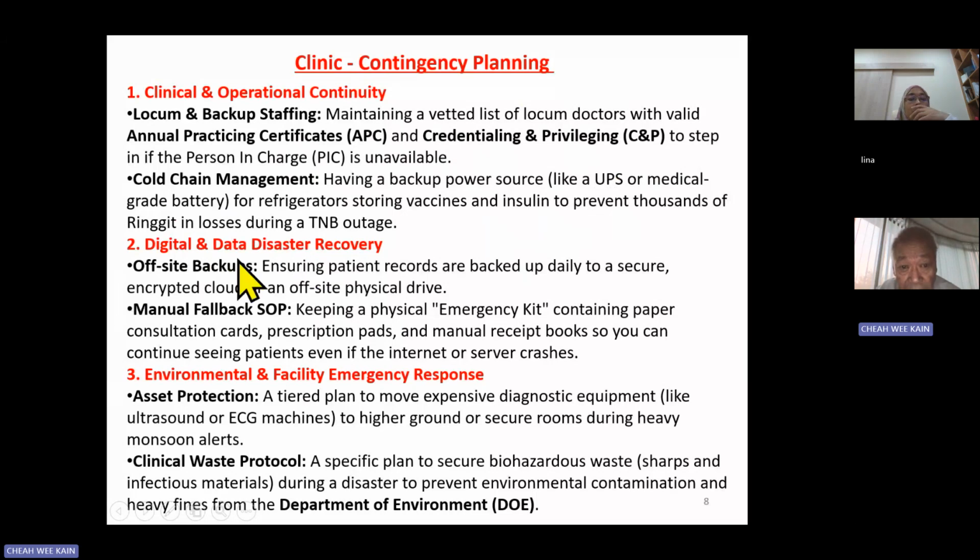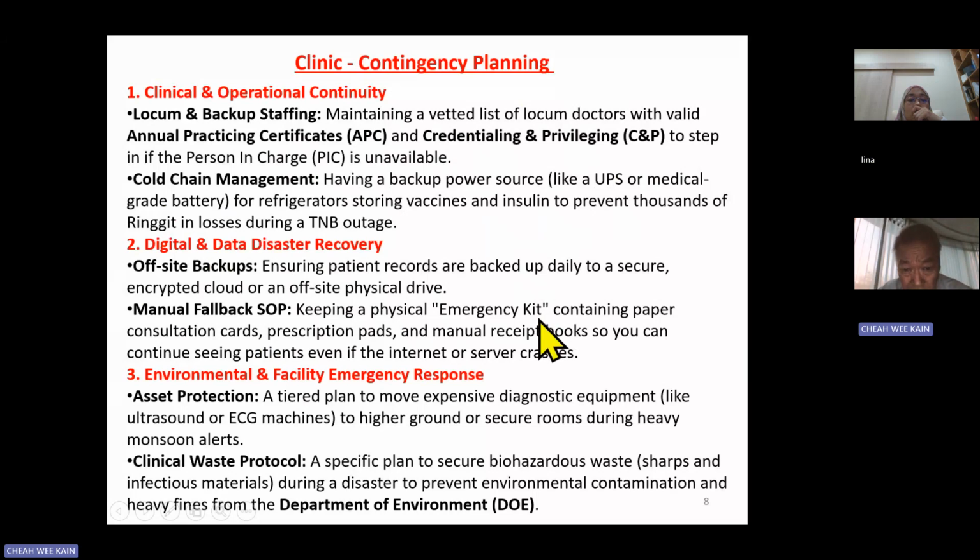Digital data recovery, offsite backup. I don't know how important your records are. You can put them offsite, on the cloud, Google, but it's going to be very limited space. The best way, if you have a computer, is just to buy a hard disk, two or maybe a few terabytes. Then just back up, that's all. Okay, manual fallback if you have.